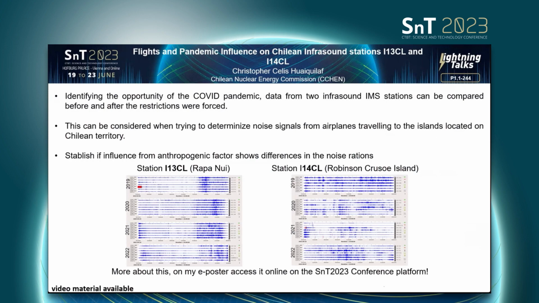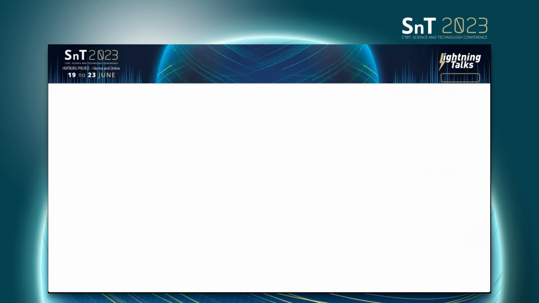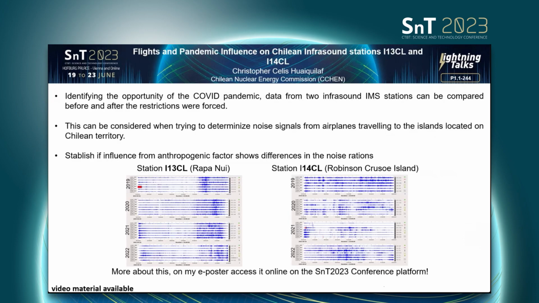So when the pandemic crisis was happening, some restrictions were forced, and the principal entry into the islands is by airplanes. So I was seeing if you can spot a difference from before, during, and after the pandemic, because you couldn't fly there. So if the data shows something. You can find me on board number 5 if you want to ask me something. Thank you.